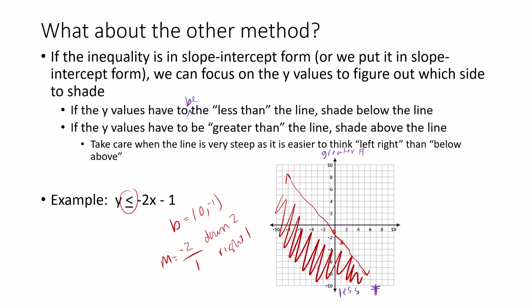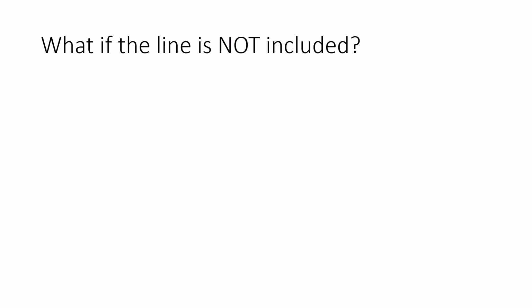Honestly, if you have it in slope-intercept form, you don't need to show any work for this at all. You can graph it using the y-intercept and the slope, and then use the less than, greater than to decide which side you want to shade. So good news if you don't like to show a lot of work.